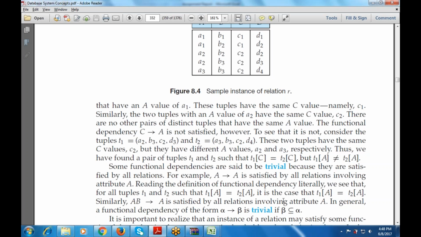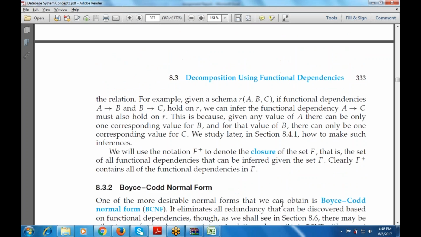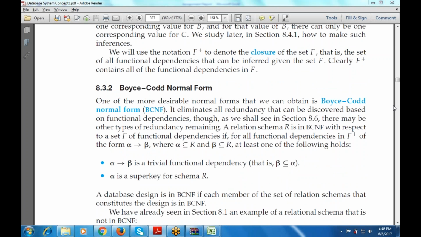It is the case that T1[A] is equal to T2[A]. Similarly, AB also belongs to A, which is also satisfied with the relations involving the attributes A. Now next is Boyce-Codd normal form. This is also desirable with BCNF. This is BCNF, that is, Boyce-Codd normal form.